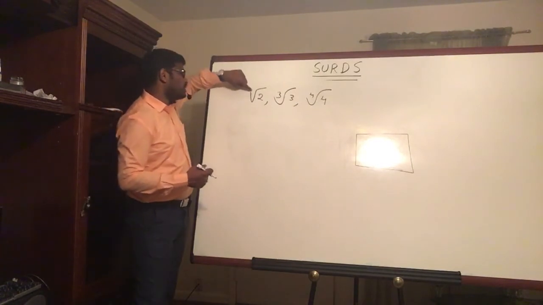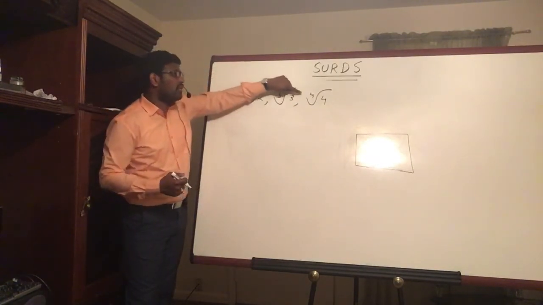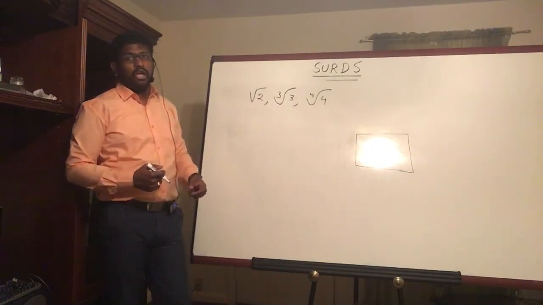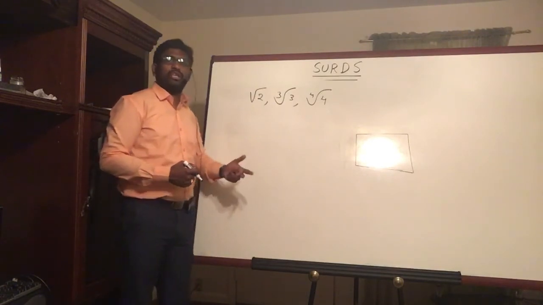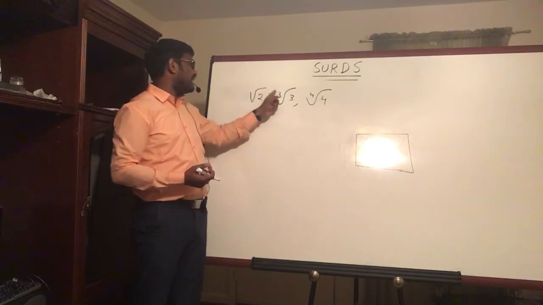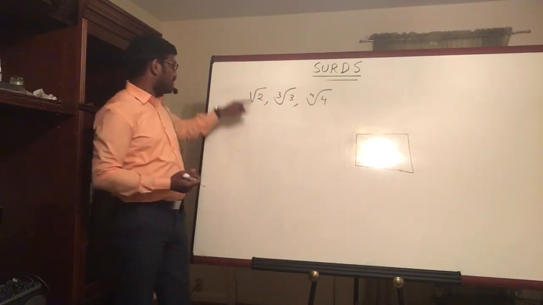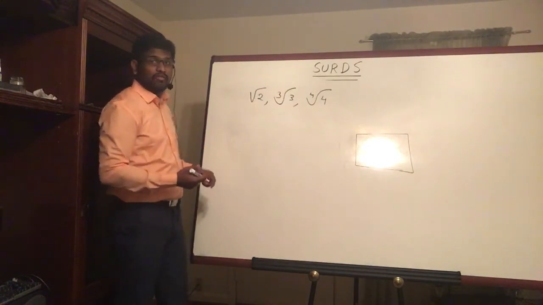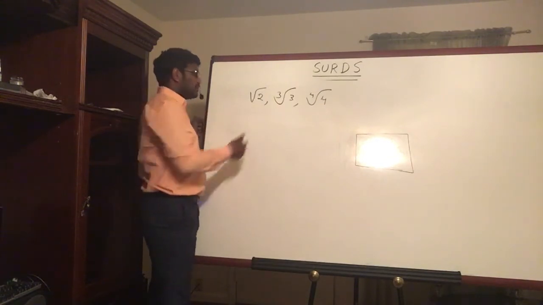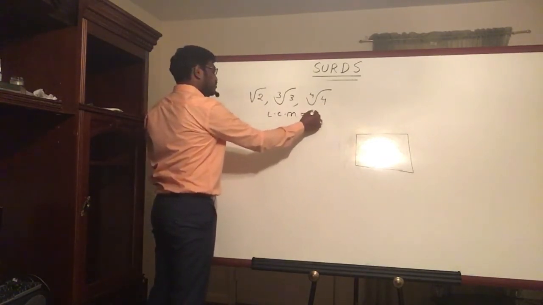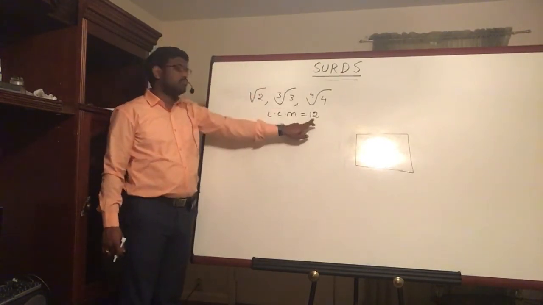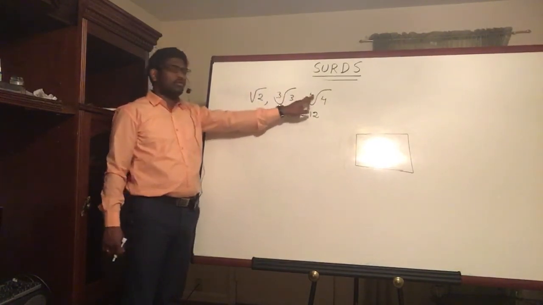Here the order is 2, here the order is 3, here the order is 4. So the orders are different, so let us make the orders the same. The first thing you need to do is take the LCM of the orders, 2, 3 and 4. Because their GCD is 1, just multiply them, so the LCM is 12. Now each and every order should be 12.